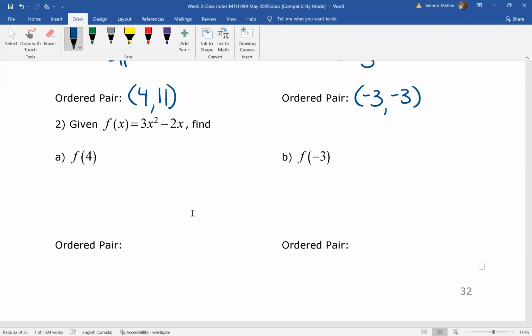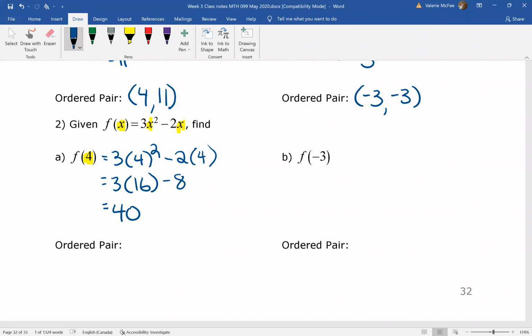We have a new function this time. F of x equals 3x squared minus 2x. And again, I'm asking us to find the f of 4. X changed to 4. Each of these x's has to change to 4. So we write 3 times 4 squared minus 2 times 4. Then we just need to evaluate that. 48 minus 8 is 40.